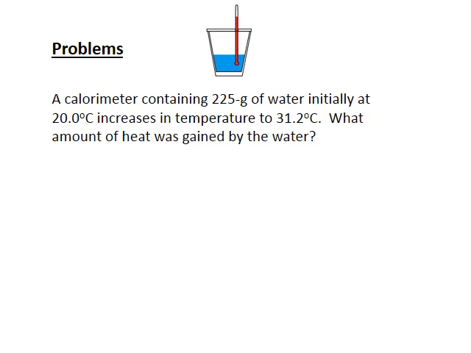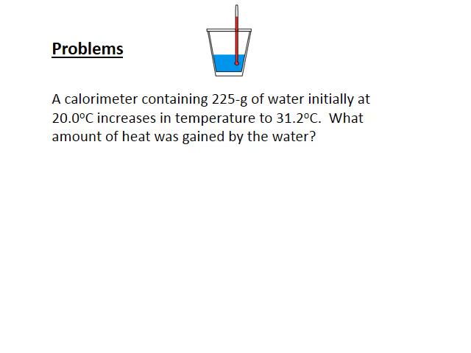So here's a problem. I've got a calorimeter. It contains 225 grams of water at 20 degrees Celsius, and we've done something to it to cause its temperature to increase to 31.2 degrees Celsius. That could be pouring in a warm water sample, or maybe dropping a hot chunk of metal in there. Or this could even be caused by a chemical reaction, like an acid and a base reacting with one another. So we want to know what amount of heat was gained by the water.